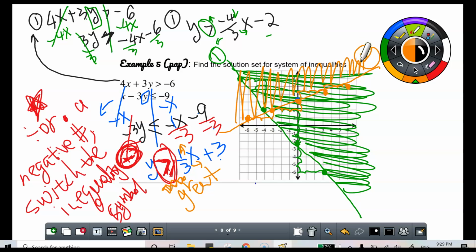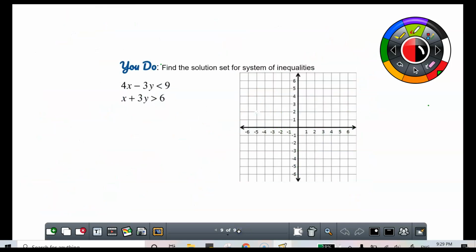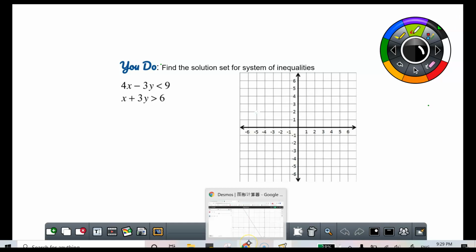Okay. And finally, the solution area is the overlapping shaded area, which is here. So this is the solution set, and that's it. Okay. Finally, you do the next problem. Let's do it the easy way. Let's use the decimals. Okay? So you can practice how to do it.